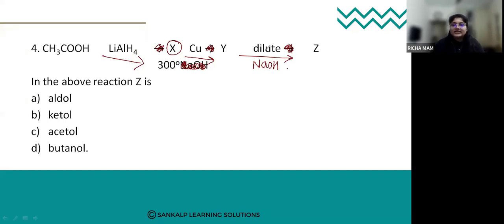Okay, let us see stepwise. So let me write here the reaction. So acetic acid, CH3COOH. Okay, acetic acid, I'm going to treat it with lithium aluminum hydride.